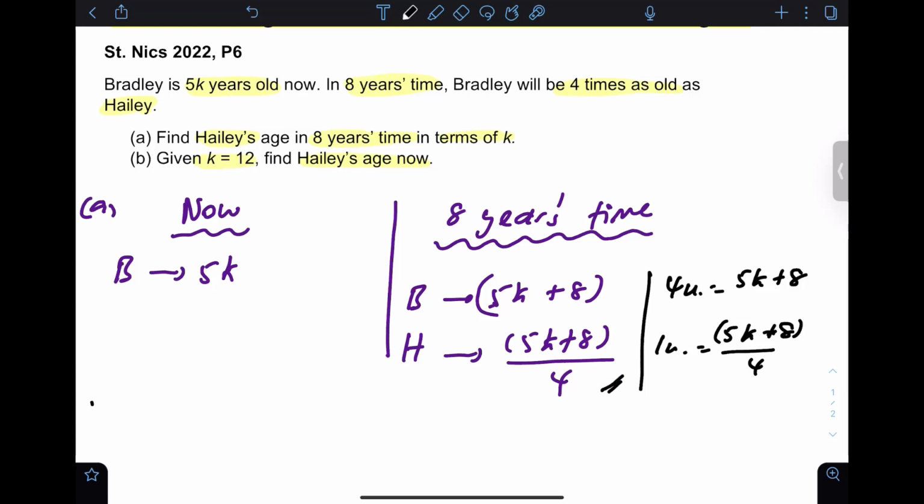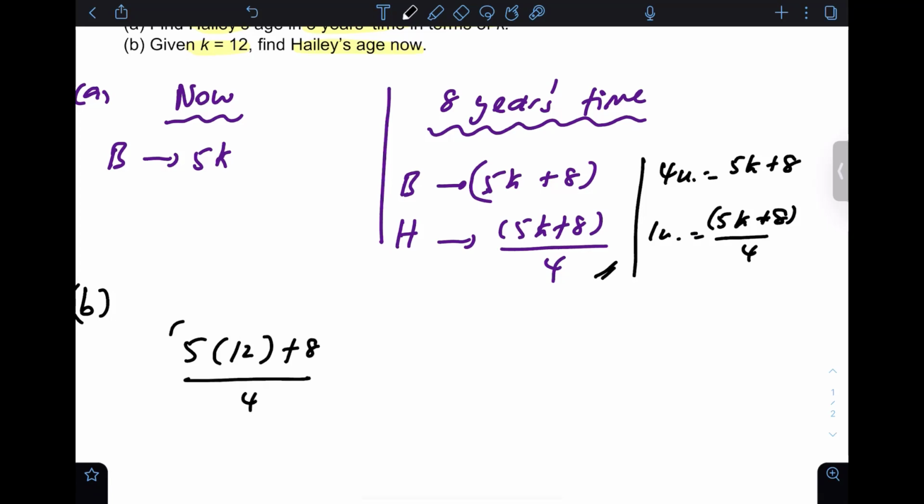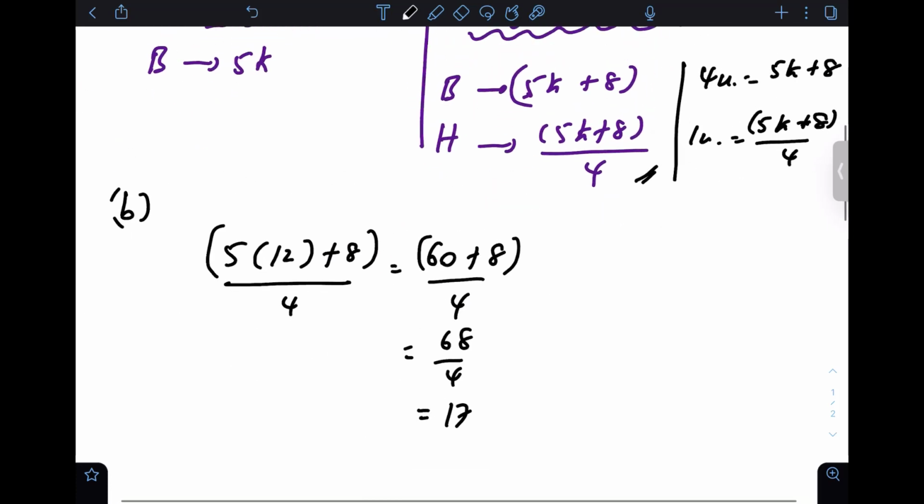Now for part B, given that k is 12, find Haley's age now. So I can change this k to 12. So 5 times 12 plus 8, everything divided by 4. 5 times 12, 60. 60 plus 8 is 68, divided by 4. 17 years.